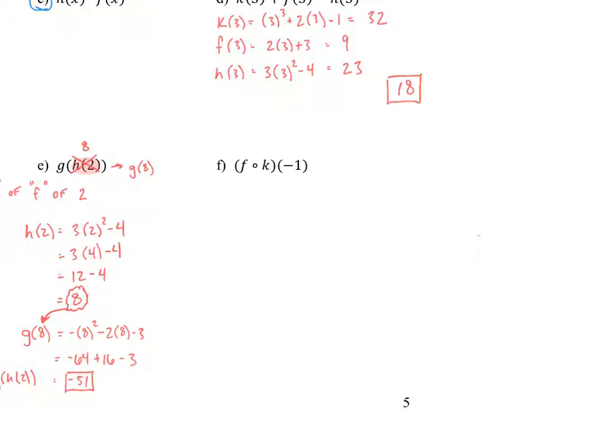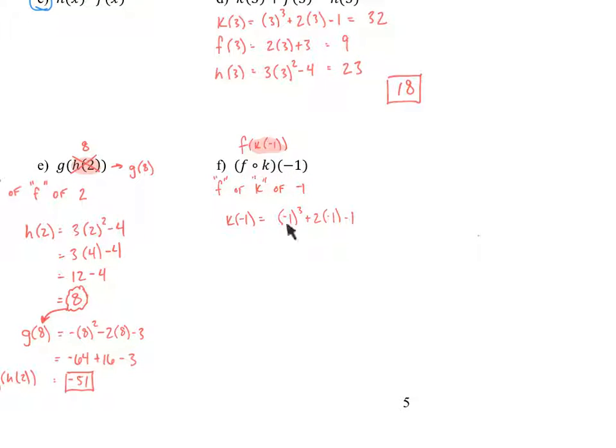Now all this second one, this is just another notation for these types of problems. So another way to write this would be f of k of negative 1. All right, if you want to write that out, I'd encourage it. So that means that I'm going to have to do my k of negative 1 function first. All right, so k of negative 1 comes first.